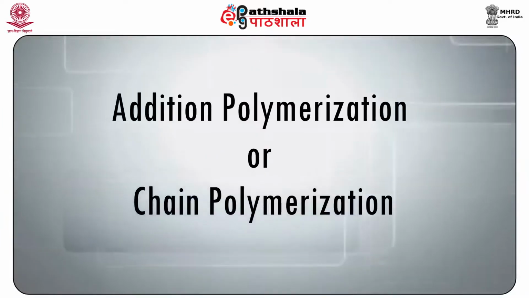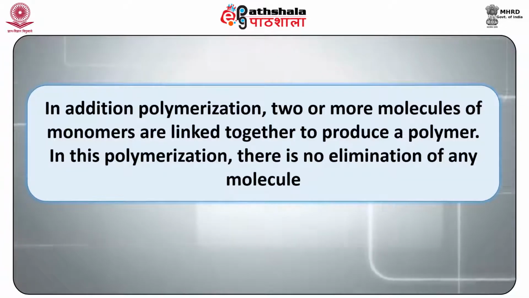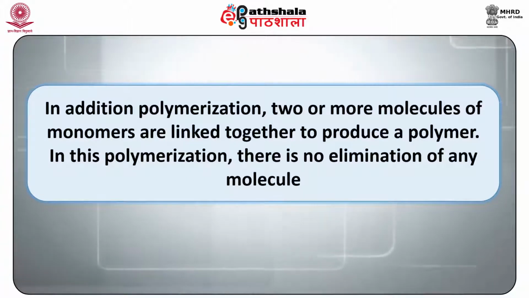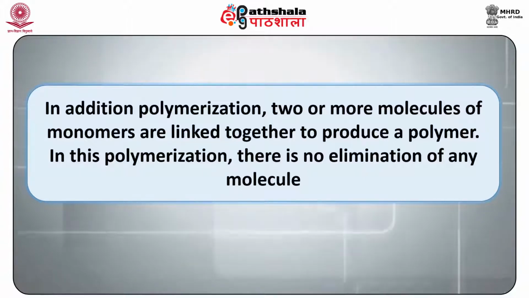Addition polymerization or chain polymerization. In addition polymerization, two or more molecules of monomers are linked together to produce a polymer. In this polymerization, there is no elimination of any molecule. It is a chain reaction and no byproduct is released.